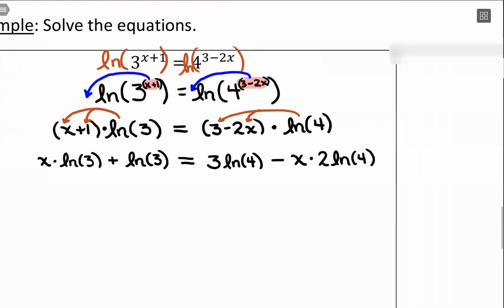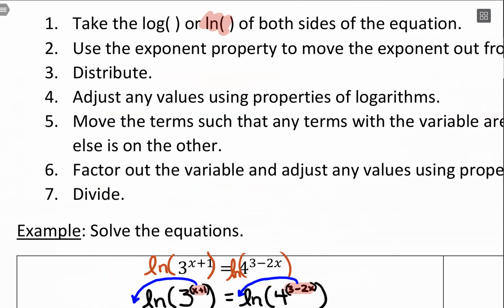All right, so with that, we have simplified both sides of the equation. It might not look that way, but it is in fact simplified because the multiplication's carried out, and it's all kind of expanded out. So that takes care of step 3, we distributed, and now step 4, adjust any values using the properties of logarithms.